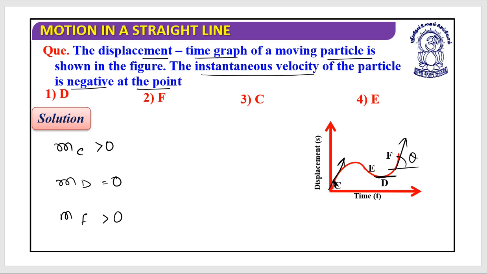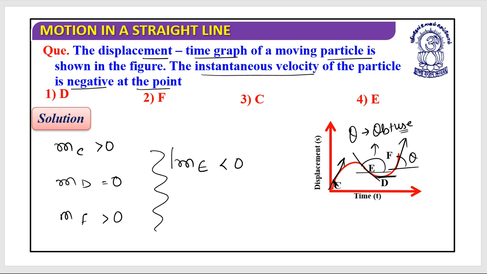Now check about E. Make a tangent over here. This theta is obtuse, and as theta is obtuse, the slope at E would be less than 0. This is negative. So E should be the answer. What was your answer? Are you doing this with me? Great work. Let's move to the next question quickly.